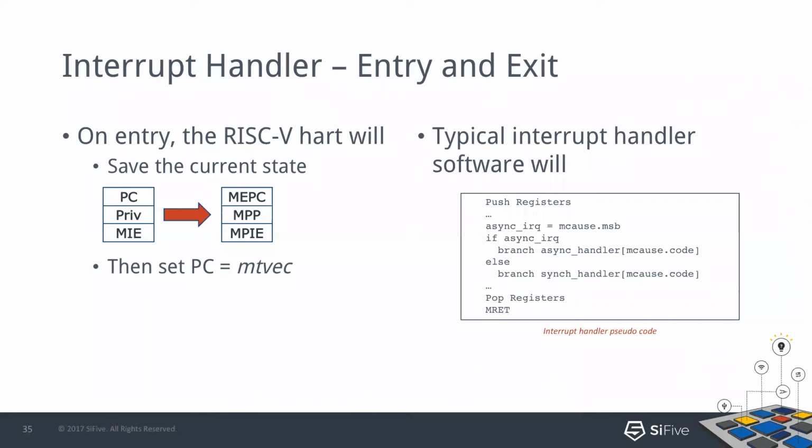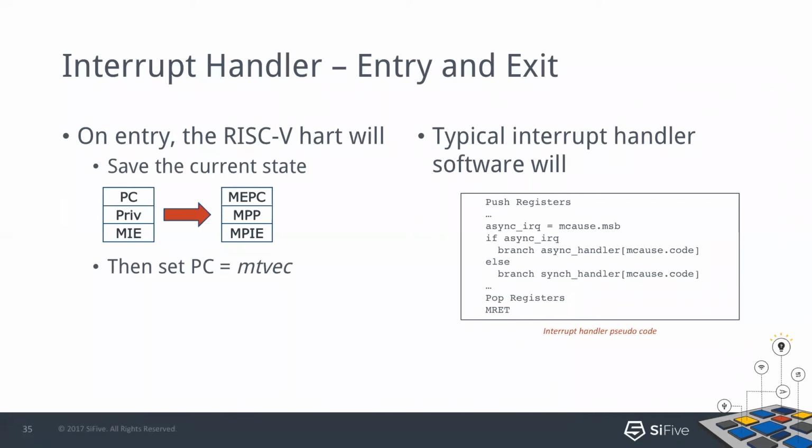Here is some example pseudocode of what a typical RISC-V interrupt handler might look like. On interrupt entry, you might push a register file onto the stack. You would read the most significant bit of the mcause register to understand if this is a synchronous or asynchronous interrupt. And then you can use the exception code field of mcause to index into a branch table, which then jumps to your particular interrupt handler function.